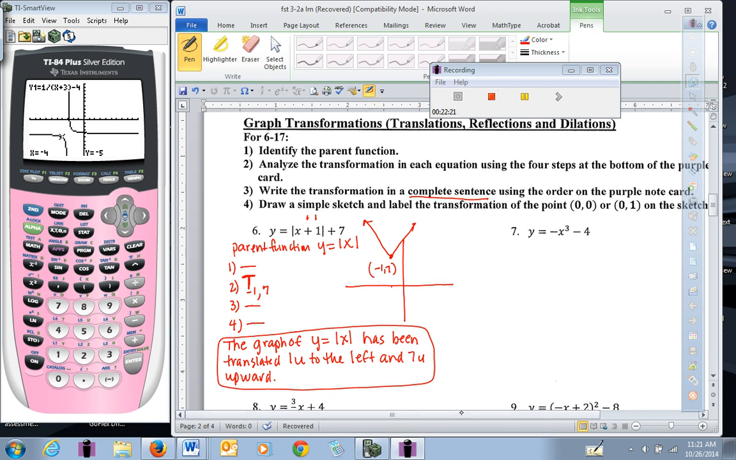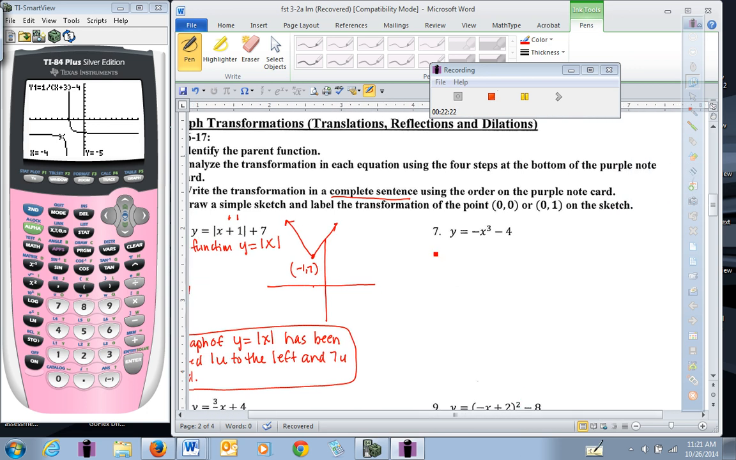Okay, let's try number 7. On number 7, the parent function is the cubic y equals x cubed, so that's going to be that little snake graph, right? That little snake graph. And we're going to write down what's happening here. Okay, we do have a negative sign. We don't have a grouping symbol. We have a negative sign out front here. So that's going to be a reflection over the x-axis.